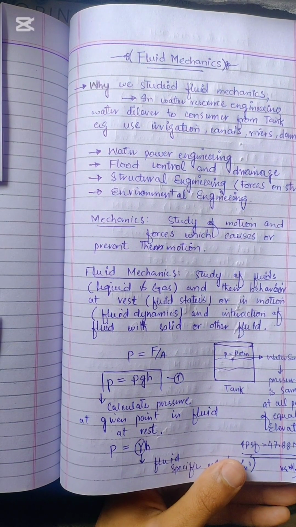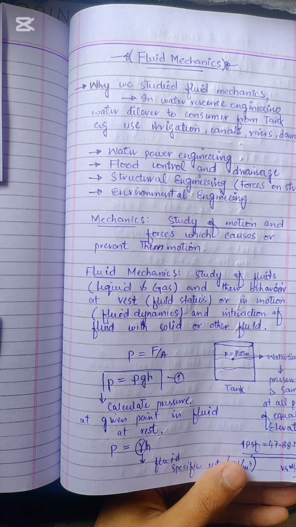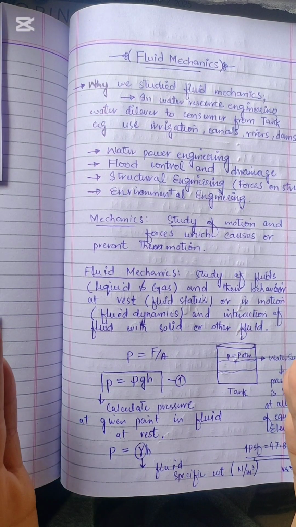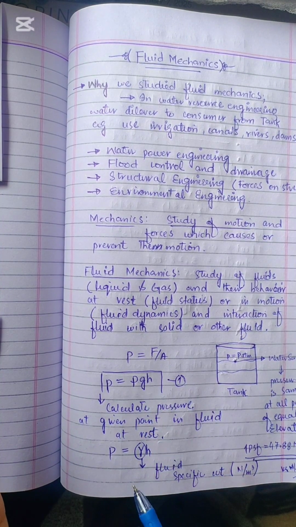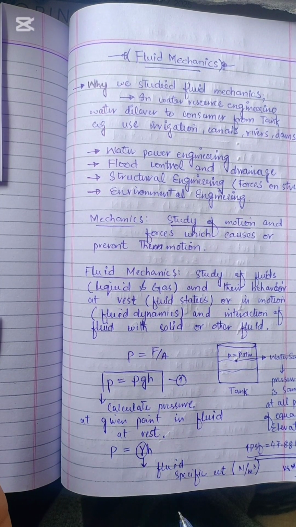If you recall your 9th, 10th, first year and second year physics, you must have studied the pressure formula, that pressure is equal to rho g h. Rho is the density, g is the gravitational acceleration and h is the height. If you have to calculate the pressure at a given point in a fluid at rest, you must use this formula. Now we can replace rho g by a new constant, the fluid specific weight, which we call gamma. So pressure is equal to gamma h, and this gamma is the fluid specific weight, whose unit is Newton per meter cube. Now how does this unit come?